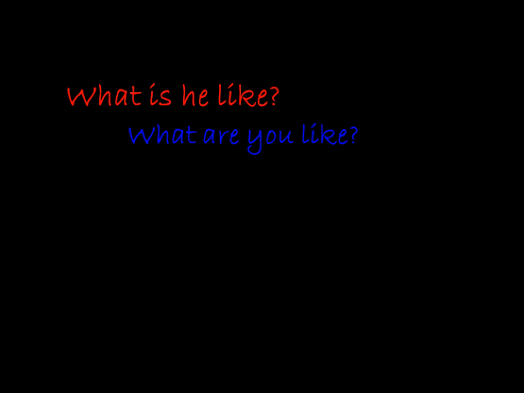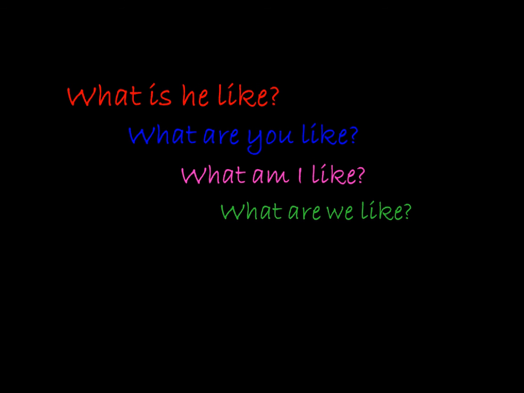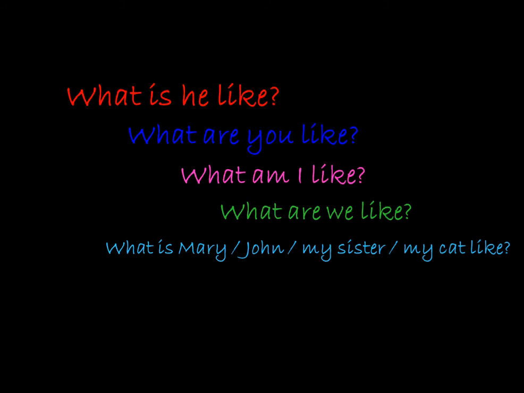Let's look at some other sentences which are changed just a little bit. What are you like? What am I like? What are we like? What is Mary or John or my sister or my cat like? We have to think about the fact that we are asking about character and personality of things. So it works as a preposition, so it's předložka in Czech.